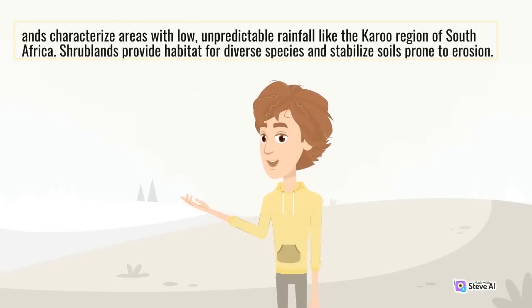lands characterize areas with low, unpredictable rainfall like the Karoo region of South Africa. Shrublands provide habitat for diverse species and stabilize soils prone to erosion.